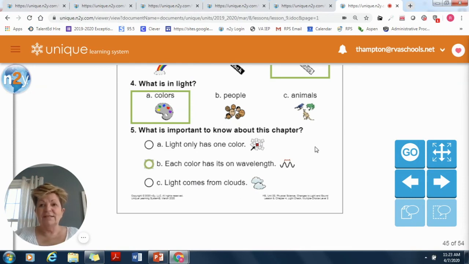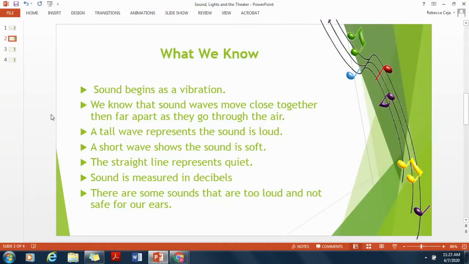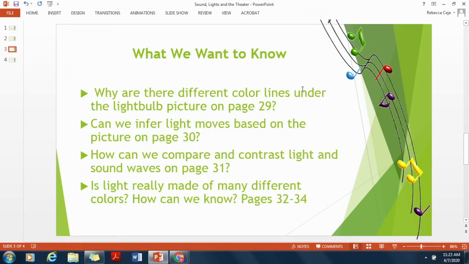Very good. Excellent. So let's take a look at our chart real quick. And we had talked about things on different pages. We talked about why were there different colors under the light bulb on page 29. Page 30, were we able to infer that light moves based on that picture? And that was where they had the slinky. How can we compare on page 31, compare and contrast the light, sound, and waves? The light waves and sound waves. And then on pages 32 through 34, is light really made of many different colors? And then how can we know? So let's see what we learned.